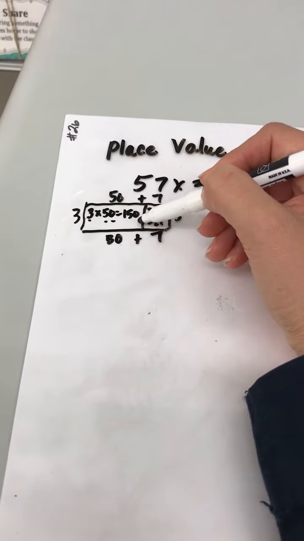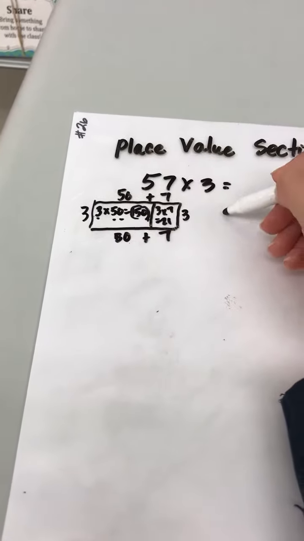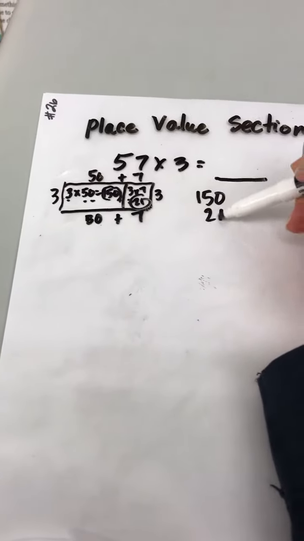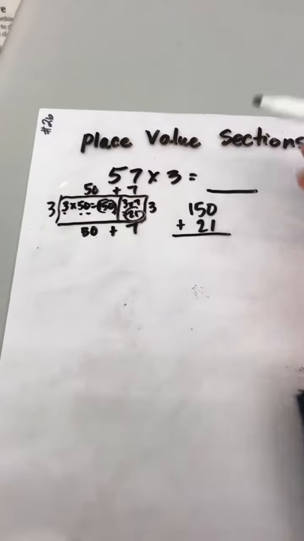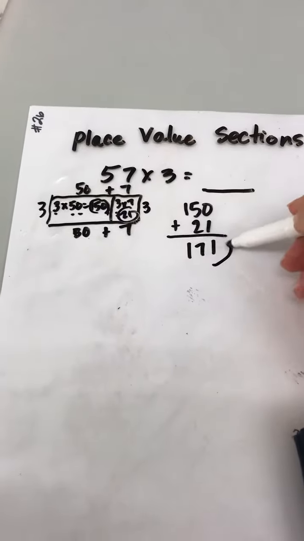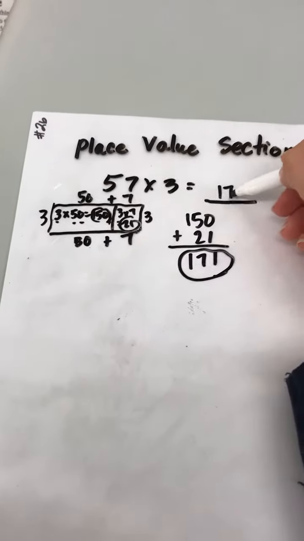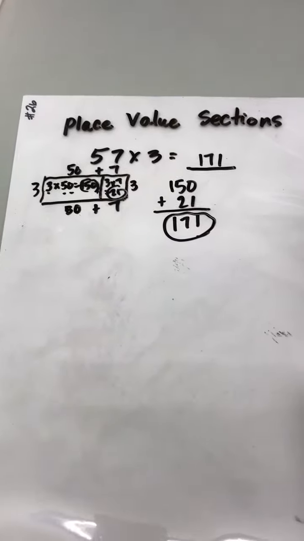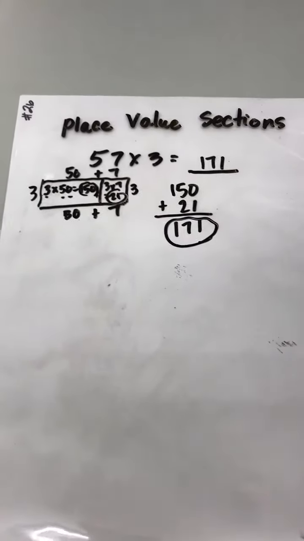So now I'm going to go ahead and add up the total product and get 150 plus 21. I'm going to go ahead and add those up. So now I end up with a final product, a total product of 171. So that is the place value sections method. And that is 1 out of 4.